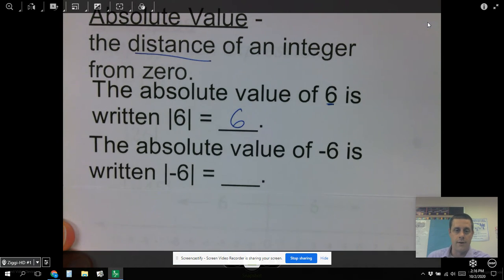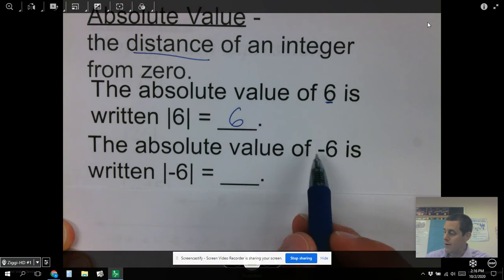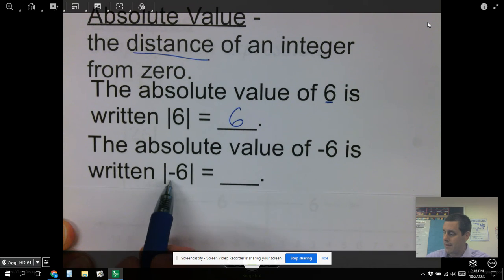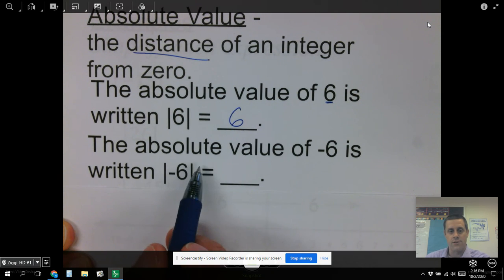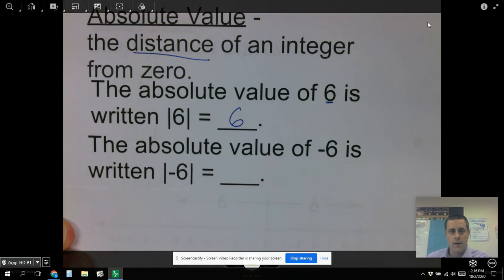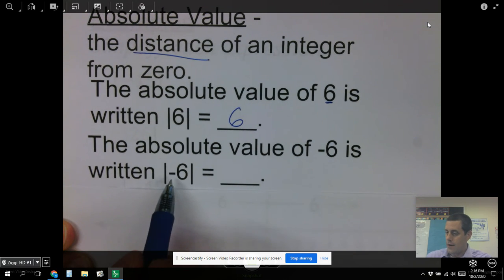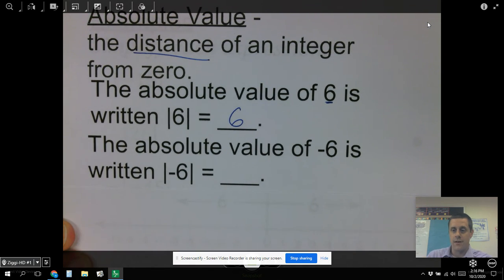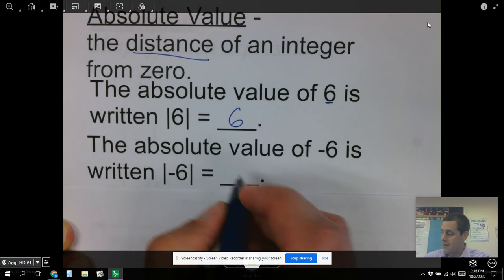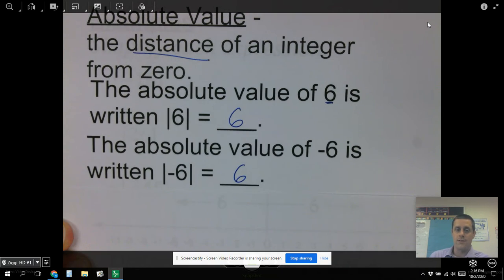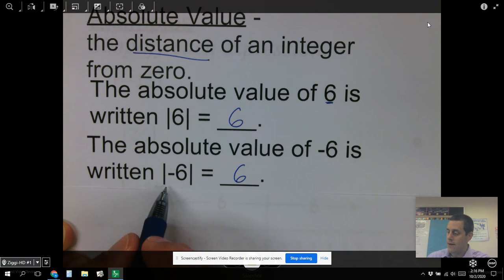Let's look at this scenario. The absolute value of negative 6 would be written like this, the negative 6 inside of those absolute value symbols. And now to calculate the absolute value of negative 6, we need to determine how many units from 0 is negative 6. Well, negative 6 is to the left of 0, so if you started at 0 and counted to the left to get to negative 6, it would take you 6 units to get there.